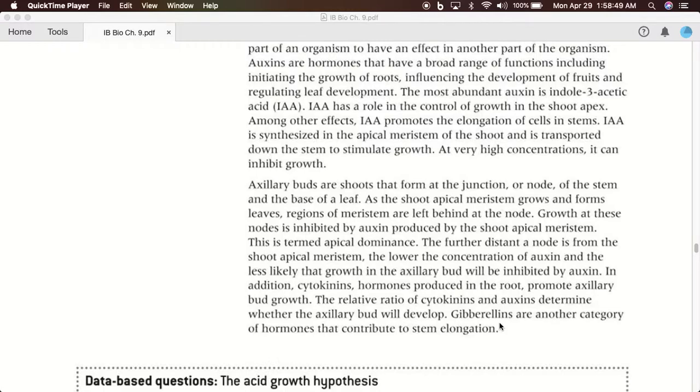Auxins are going to be the broadest type that promote growth, so they cause root growth. They also cause fruit growth. They cause leaf development. And they also cause the growth of the shoot, or the thing that's going to become the stem. And then you've got gibberellins, which pretty much just have to do with stem elongation, and then cytokinins. And cytokinins are going to be more focused on growing the axillary buds. And axillary buds up here, they are going to be the shoots that form at the junctions or nodes of the stem and the base of the leaf.